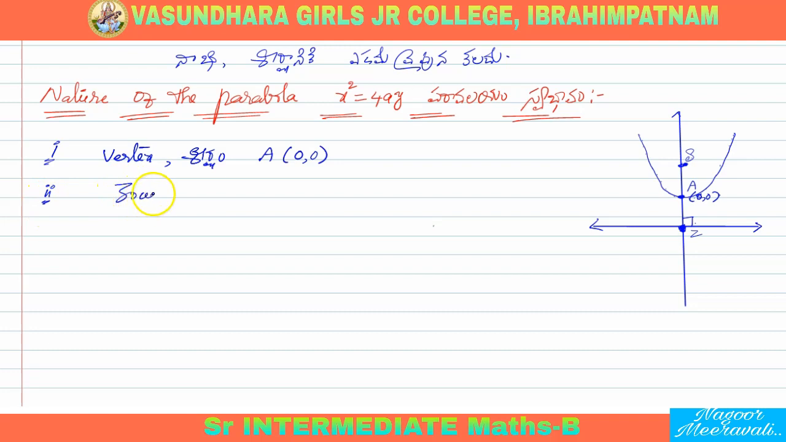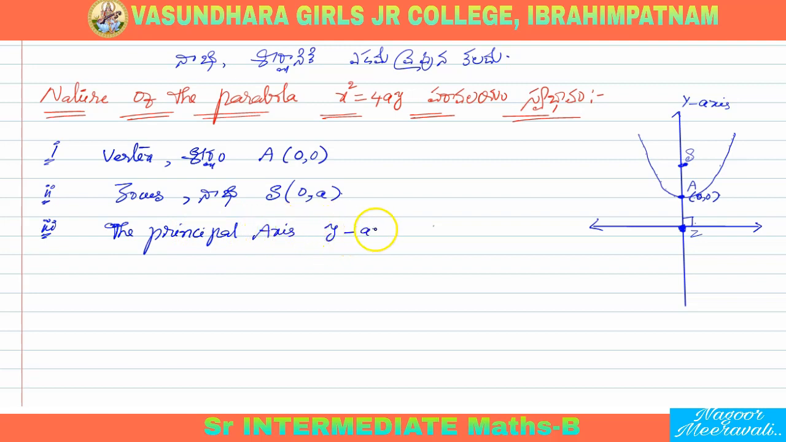Next one, focus. So how is that? In y² = 4ax, you have written (a, 0). Here you have to write (0, a), because the focus lies on the y axis. This is the y axis. Next one, the principal axis. There the principal axis is the x axis. Here we have to write the y axis, and the equation is x = 0.